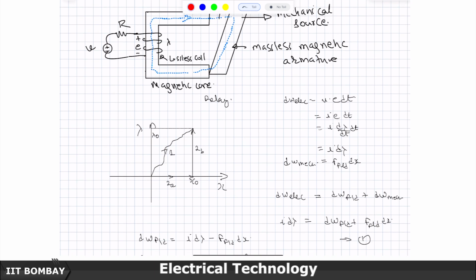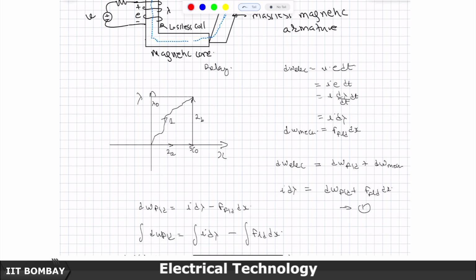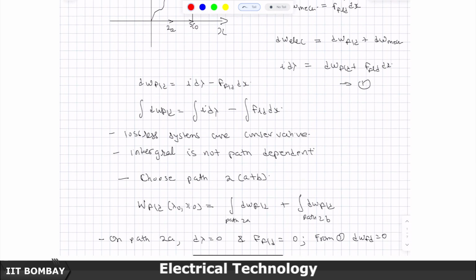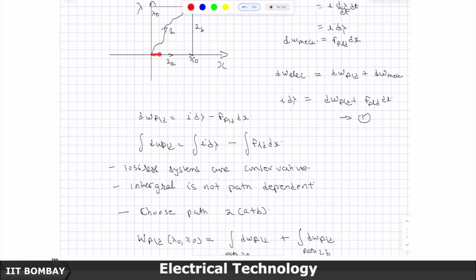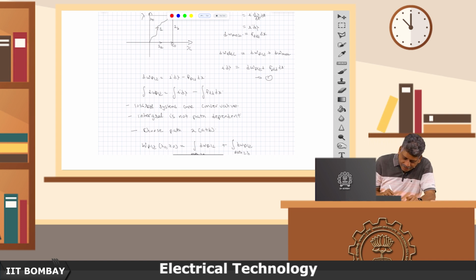So, to calculate the magnetic field energy here, what was suggested in the last lecture was to first move along path 2a and then move along path 2b, and you again reach the same point. The advantage of moving along path 2a is that d lambda is 0. In fact, along any horizontal line you draw, lambda is constant, so d lambda is 0, but this horizontal line has another advantage: lambda is also 0.